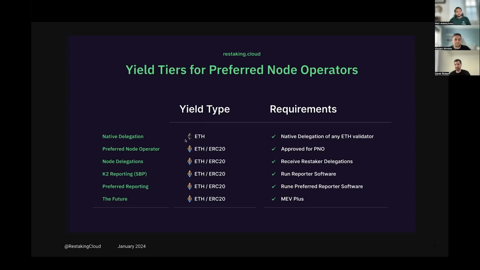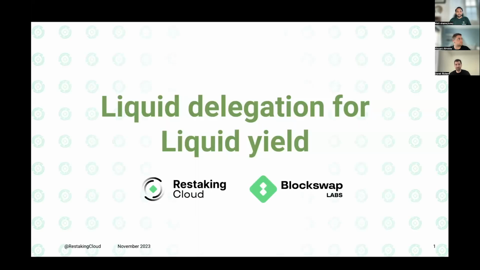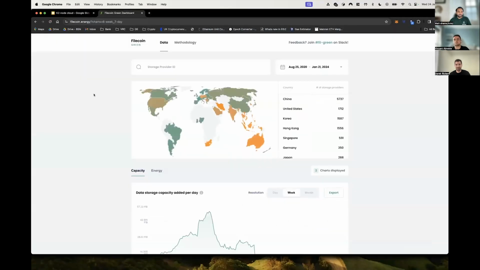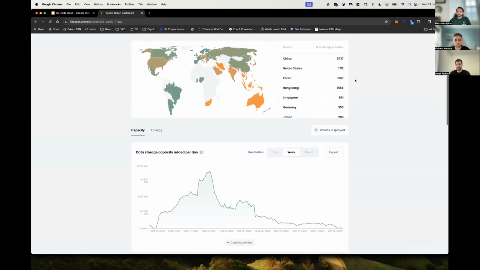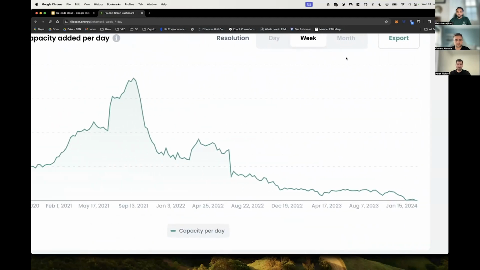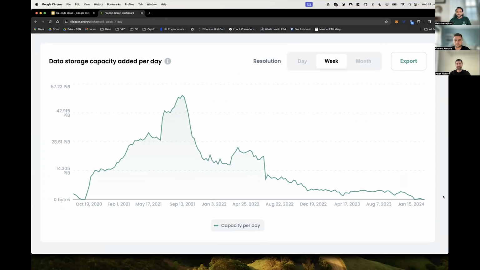Right. It's really fascinating to think about liquid delegations for liquid yield. I love it. Oh yeah, that's the graph. How do you think about people joining a machine network? This graph, I love it because it's showing Filecoin. If you can zoom in on that part, this is the time that people joined the network. In a classic startup world that's customer acquisition, people joining, and then people just leave the system, right?